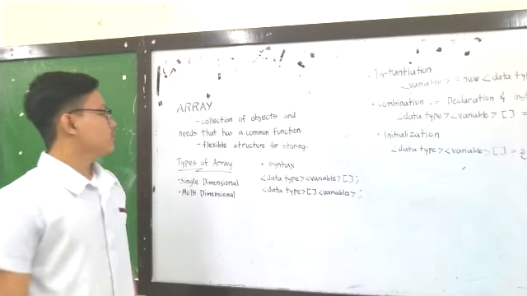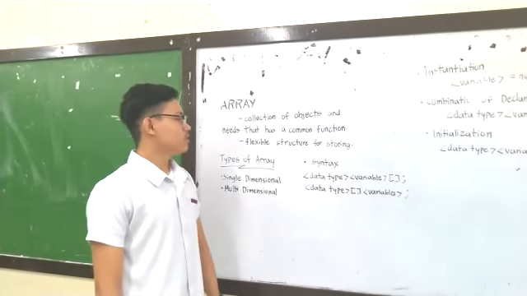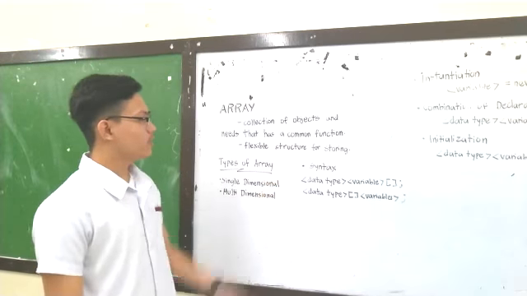First thing, what is an array? An array is a collection of objects that has a common function. Also, it is a flexible structure for storing data.